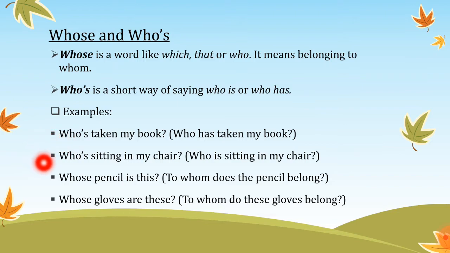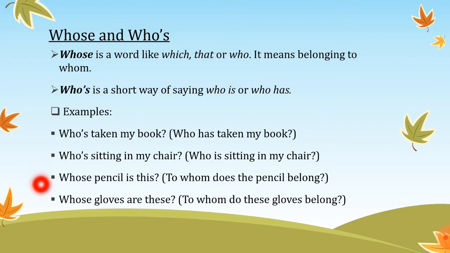The second example we have is who's sitting in my chair. Here the apostrophe s is short for is, okay? In the above example it was short for has. In the second example it is short for is. So the actual sentence was who is sitting in my chair, but we shortened it to who's sitting in my chair.